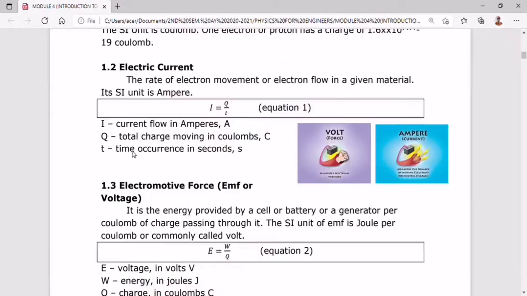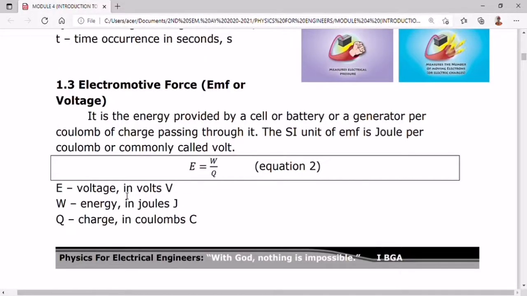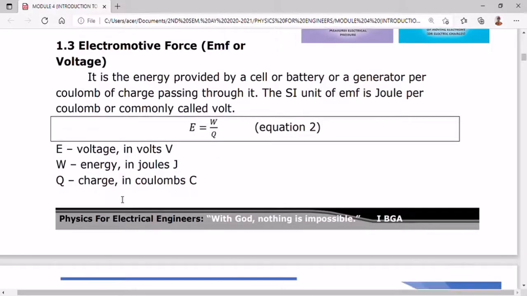Next, take note again that we designate the voltage or electromotive force as E, the energy consumed by a particular load as W, and the electrical charge as Q.